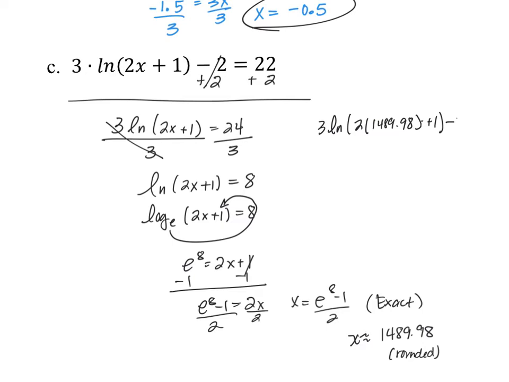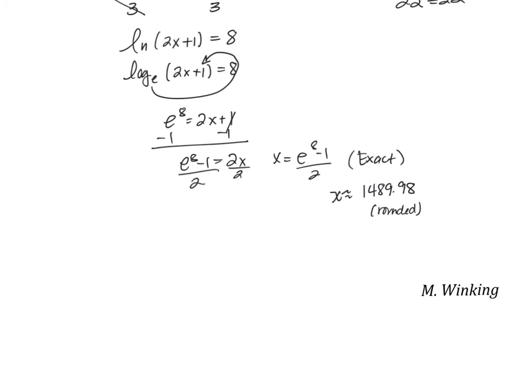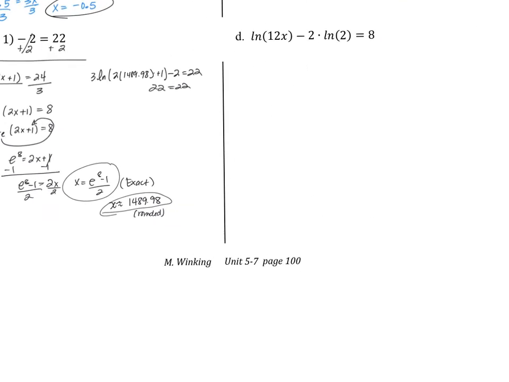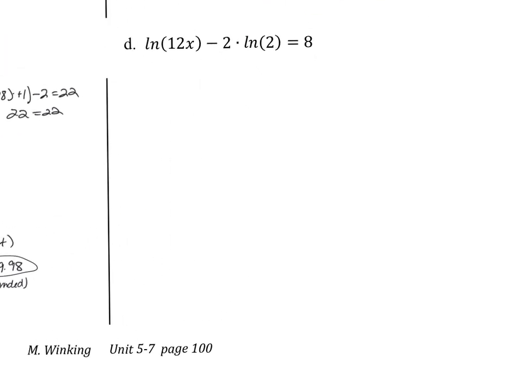Plus 1 minus 2 equals 22. And you do get 22 equals 22. So depending on what I asked for, if I asked for the exact answer, you would give me this one. If I asked for the rounded one, you would give me this one. Okay? Alrighty. So I would pause the video and try this all on your own.